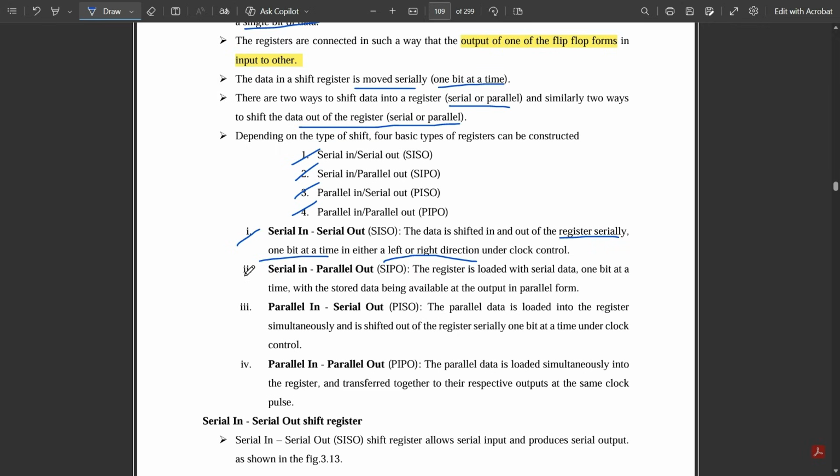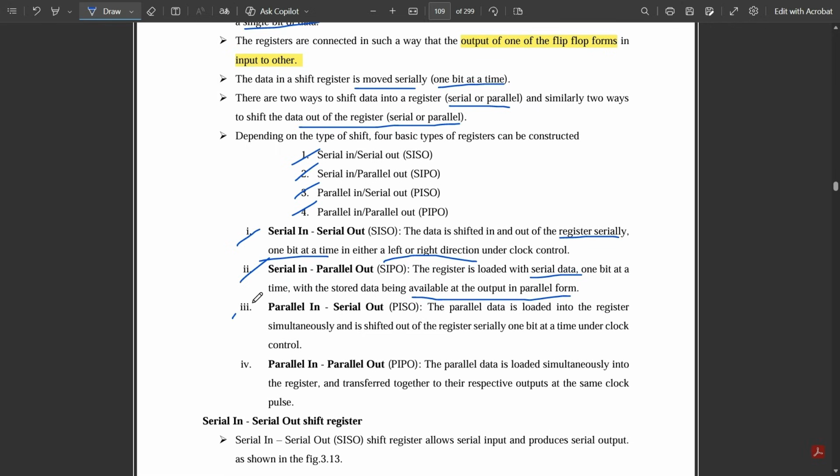Okay, next one is serial in, parallel out, that is SIPO. Here, the register is loaded with the serial data because, as the name itself suggests, that is serial in, right? The register input side data is sent serially, one bit at a time, with the stored data being available at the output side in parallel form. Okay, it is coming out in parallel.